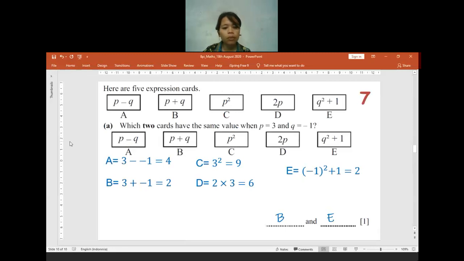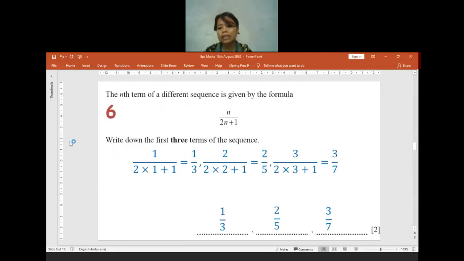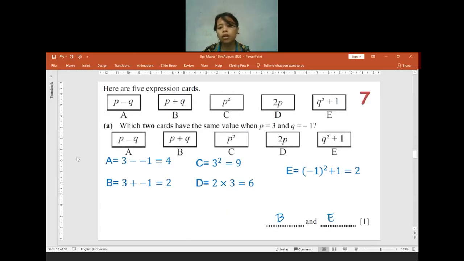Before this is the question 6. Now we are at question 6. I'm going to move to question 7 if none of you have any question. Is there anything confusing from question 6? No? Okay. If no one asks me anything through the chat box, I will move to question 7. Now we are at question 7.